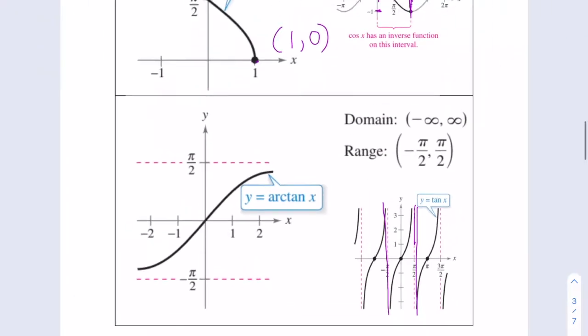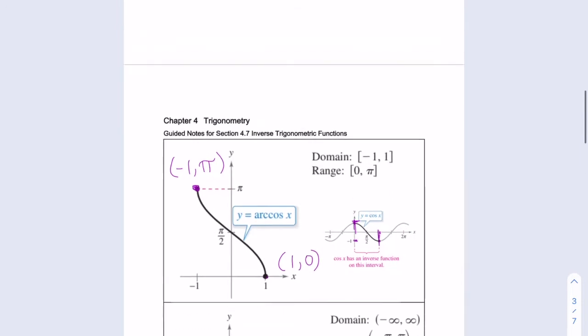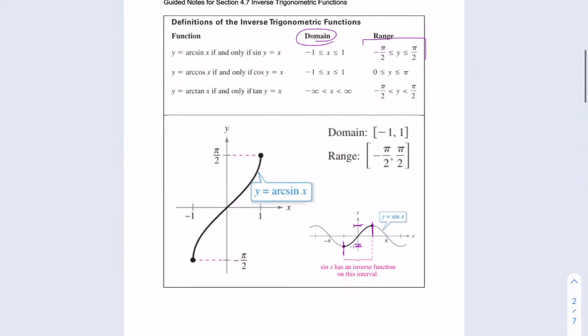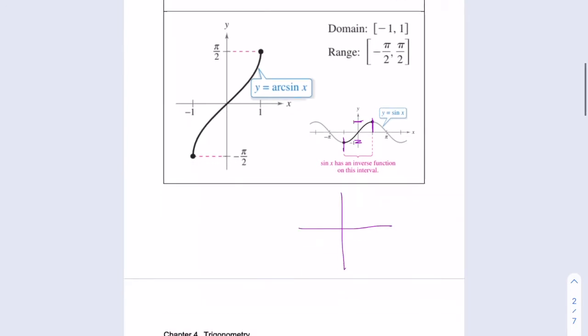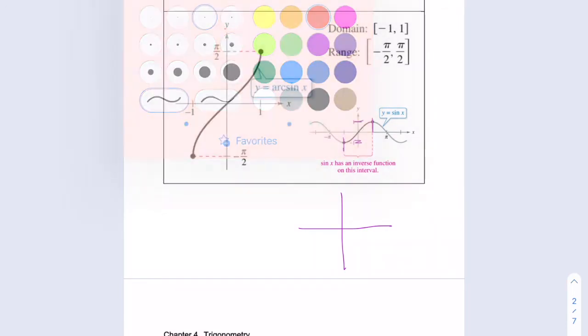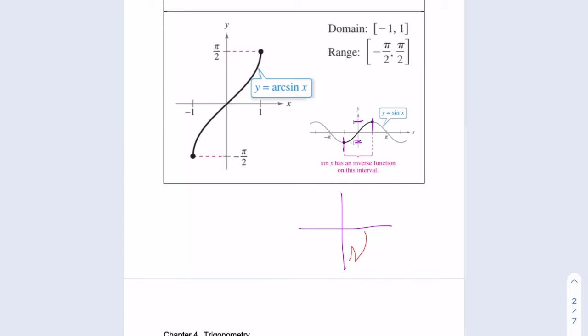Now what I like to do, particularly with remembering these restrictions, is to think about them in the quadrants. So when we have negative pi over 2, that's going to take us down in the fourth quadrant. So we can use any of these angles in the fourth quadrant, and then any of the angles up here in the first quadrant for sine.